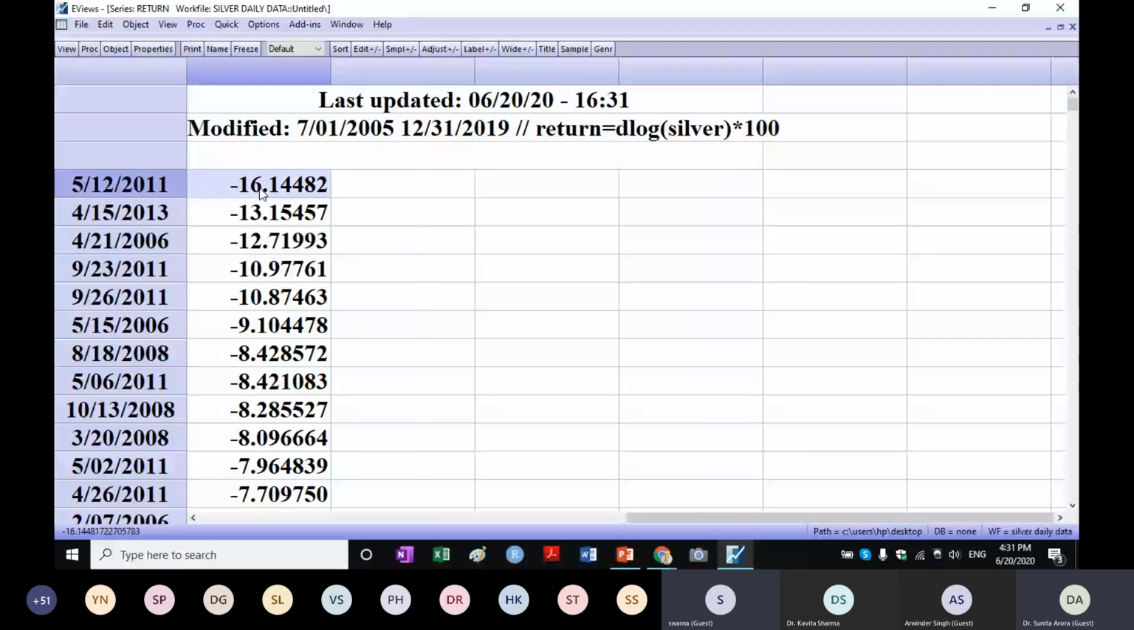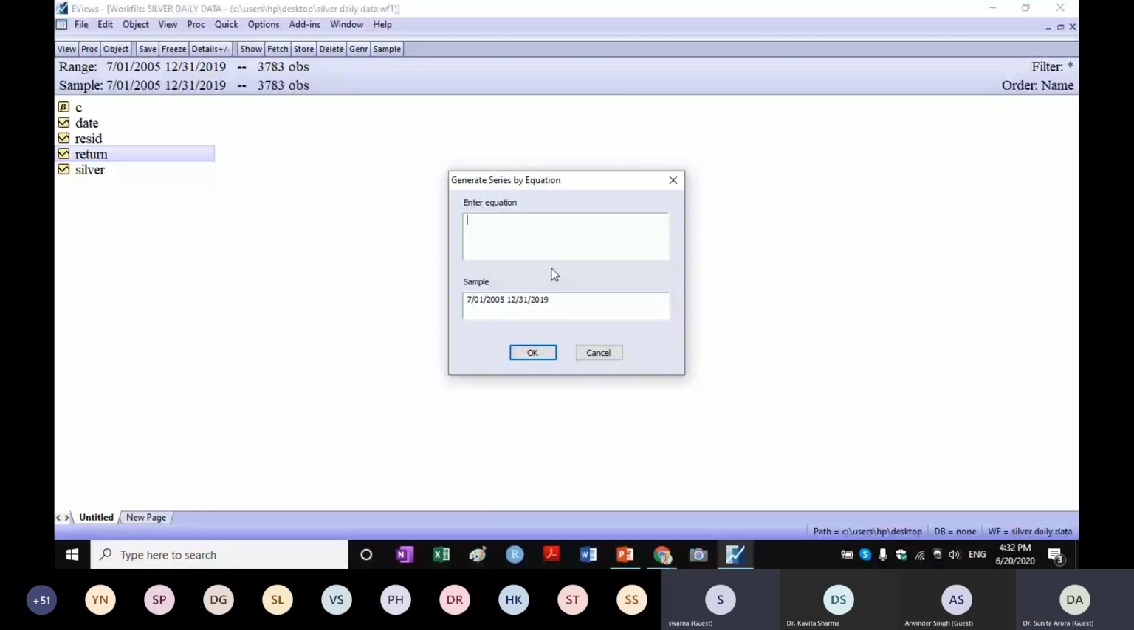Go to generate dummy is equal to @recode(@date = @dateval( ... ). What was the date?